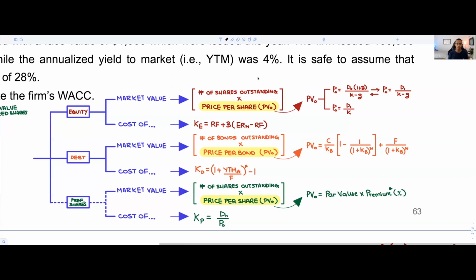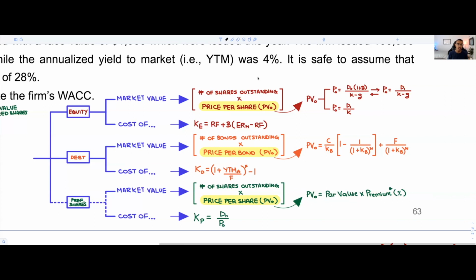So once you're able to highlight your price per bond and you're able to figure out how many bonds are outstanding, you can multiply these two numbers together in order to solve for the total market value of debt. It's as simple as that. Once you have that, you're going to move on to solve for the cost of debt.